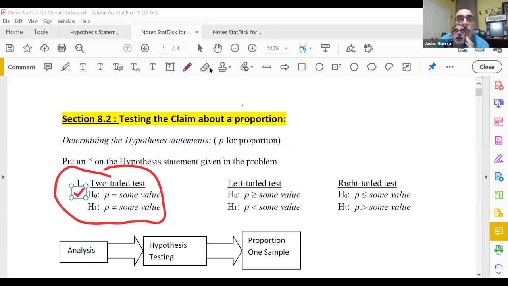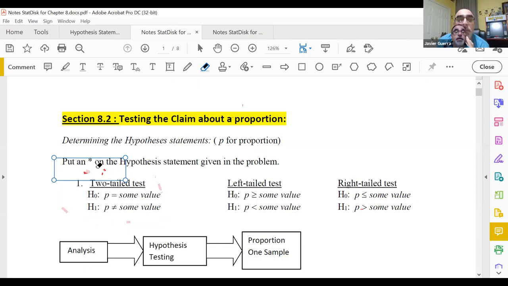Erase that. Can't erase. I'm sorry, because I don't know how to do this.